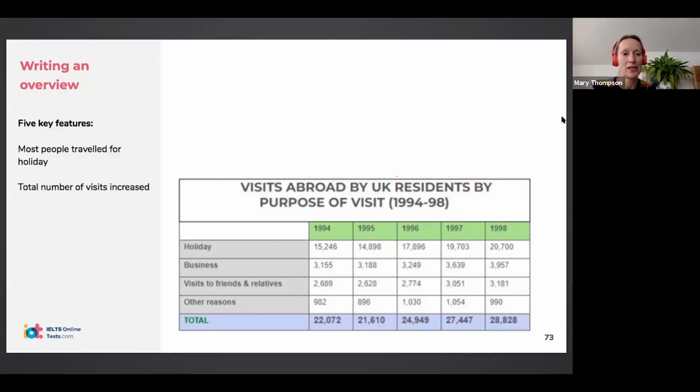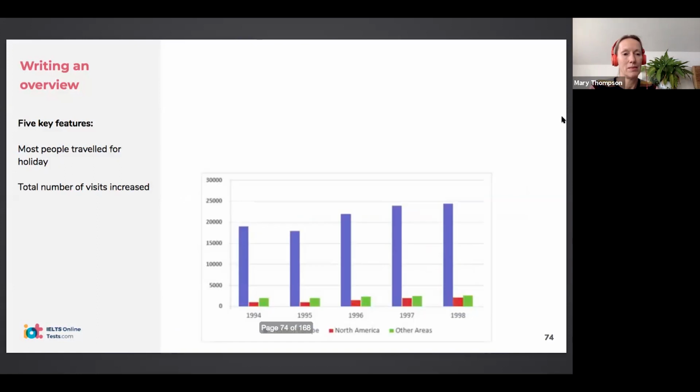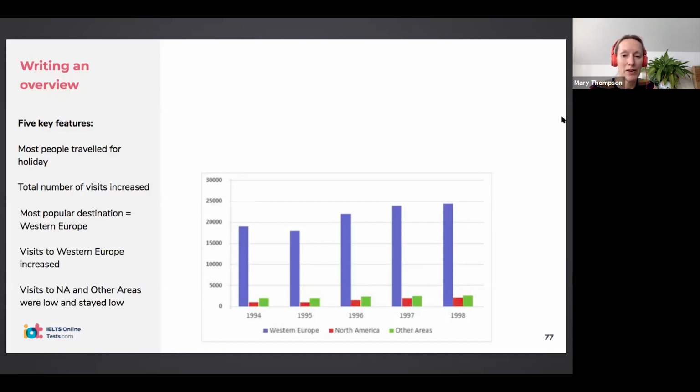Okay, so looking at the key features, most people traveled for holiday. The total number of visits increased. Anything else? Yeah, in second place, people travel for business. That's a good point. It's maybe not one of the key features, but let's have a look. The most popular destination is Western Europe. Well, sorry, was Western Europe. Visits to Western Europe increased. And then the last one, visits to North America and other areas were low and stayed low.